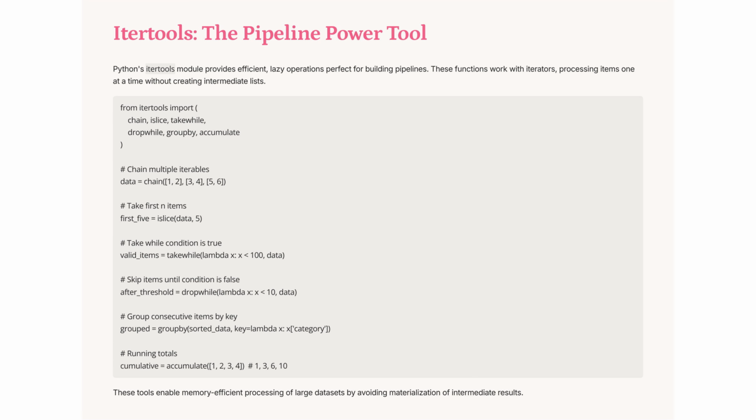Python's itertools module excels in creating efficient, lazy pipelines. Functions like chain, islice, and groupby process data one item at a time, avoiding intermediate lists. This approach is ideal for handling large data sets, enabling memory-efficient operations. For instance, chain combines iterables, while accumulate computes running totals, enhancing performance in data processing tasks.